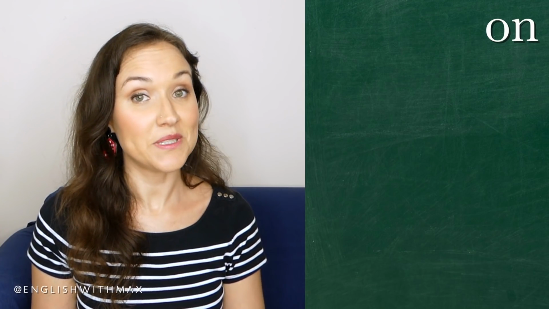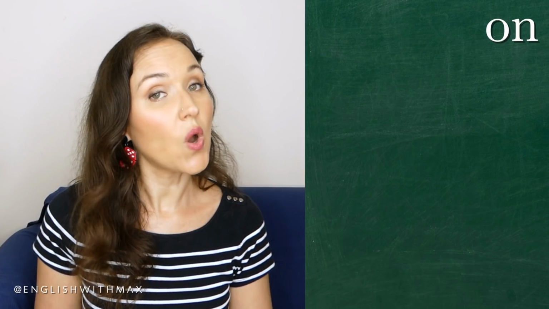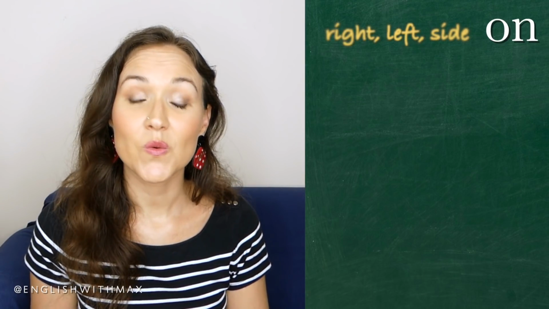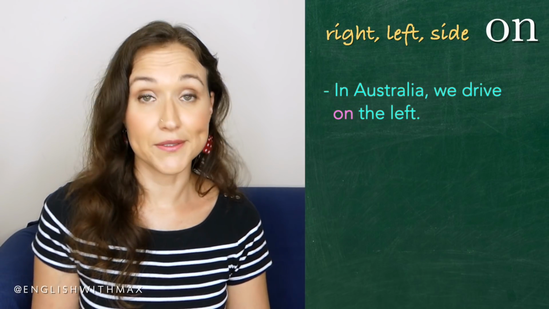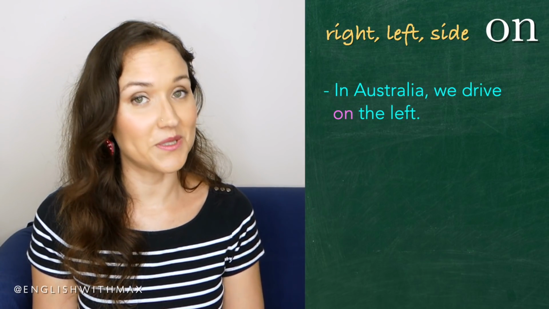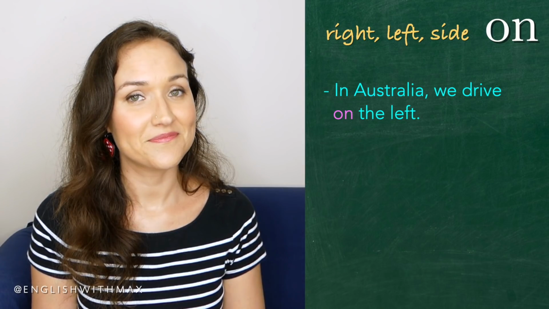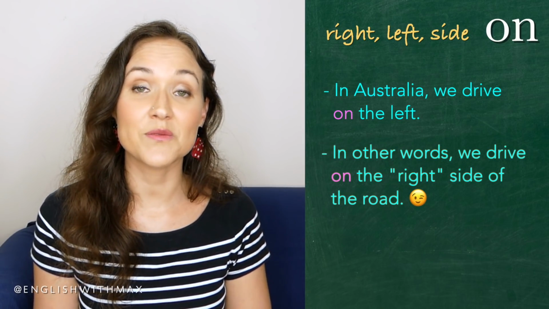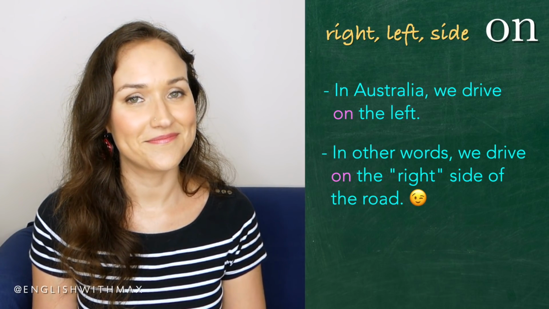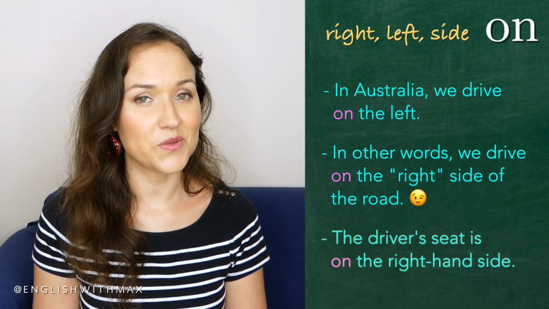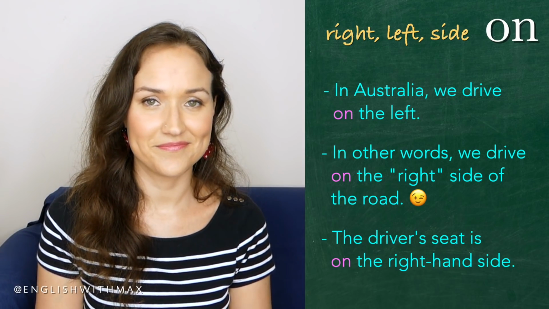Another thing that you need to remember is that we use on for the nouns right, left, and side. In Australia, we drive on the left. In other words, we drive on the right side of the road. The driver's seat is on the right-hand side.